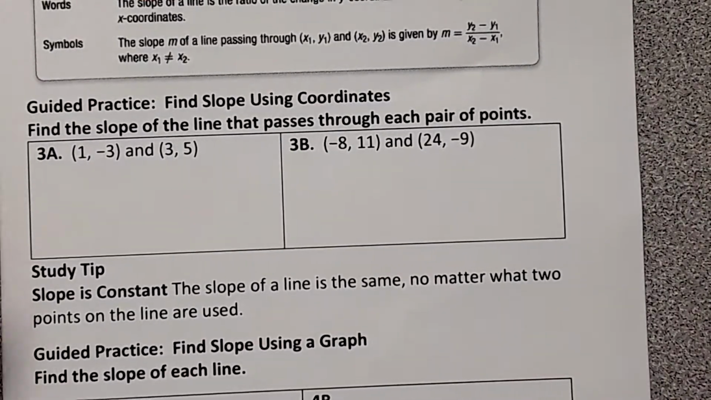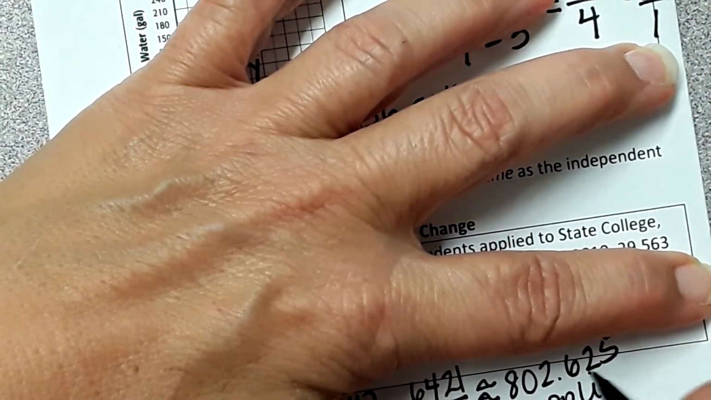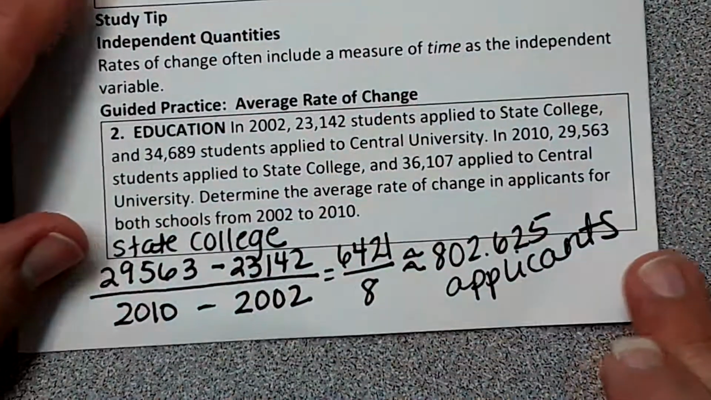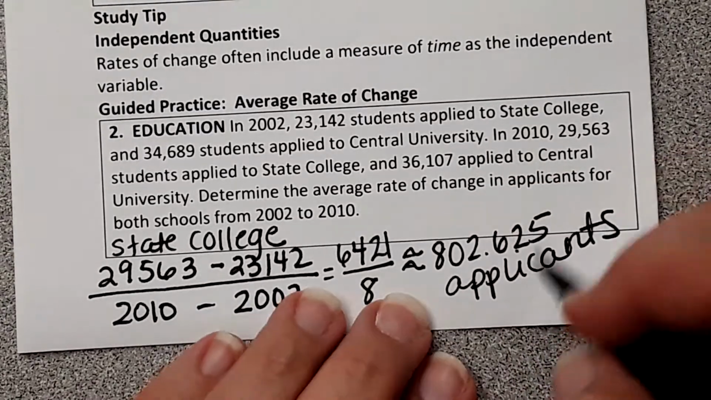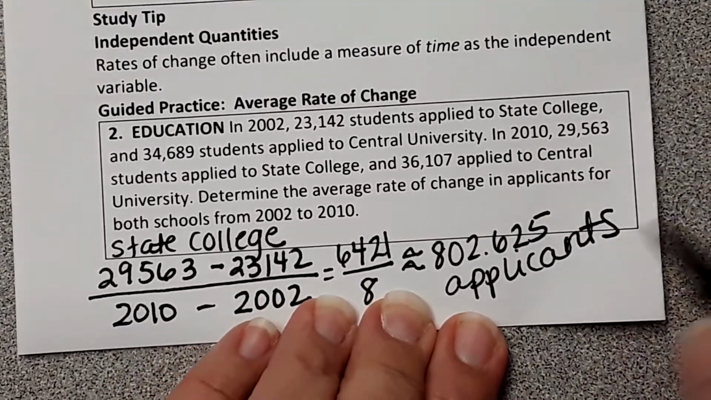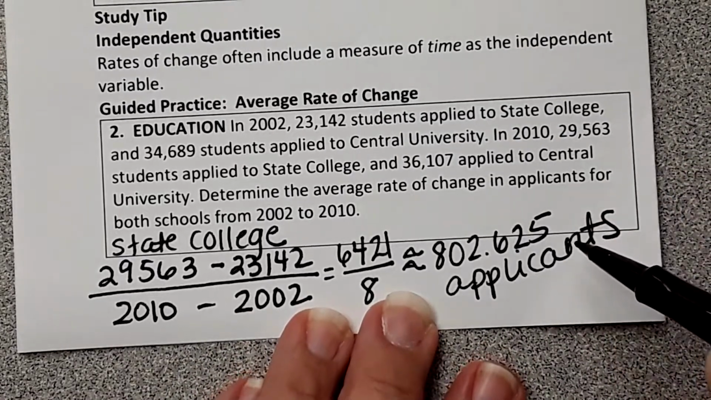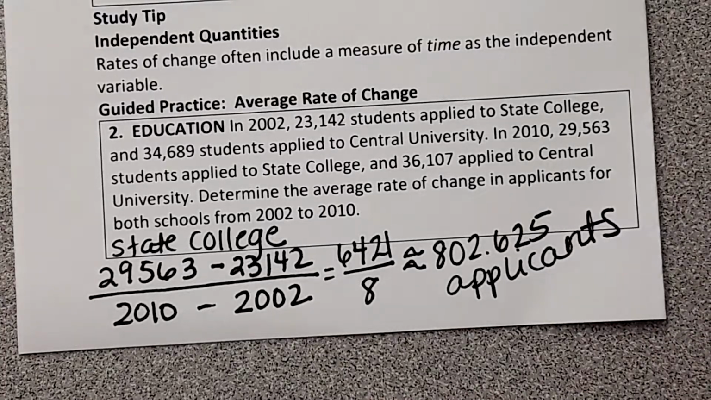Now you guys, that's rate of change. Oh, I forgot to put, remember I told you. So the average rate of change in the applicants for both schools from 2010 is about 803 applicants. Okay.